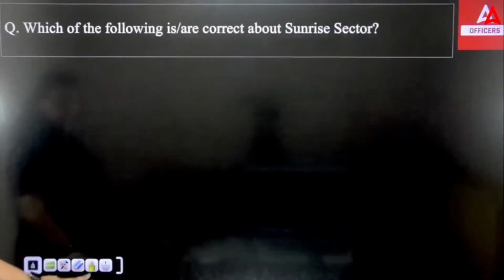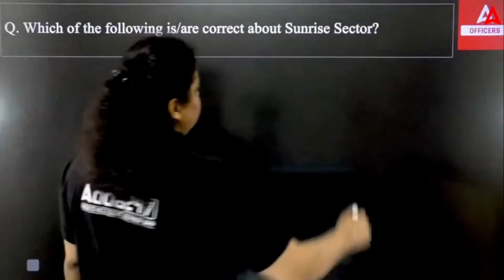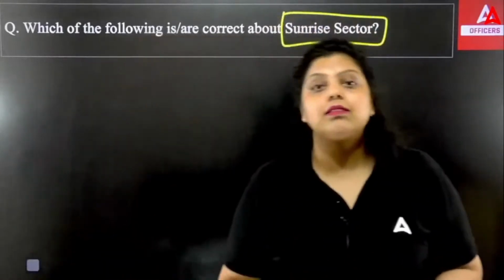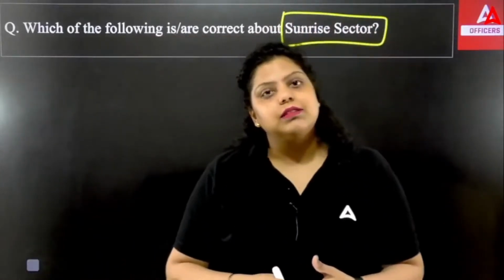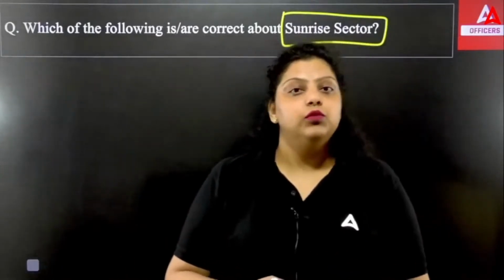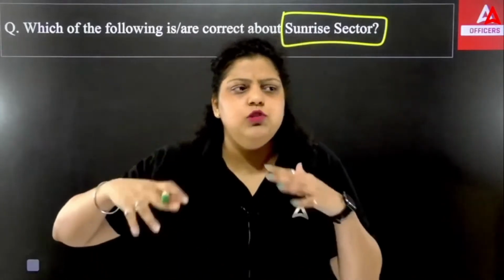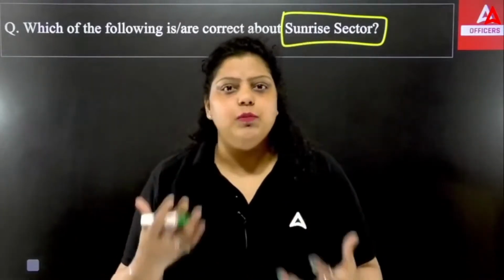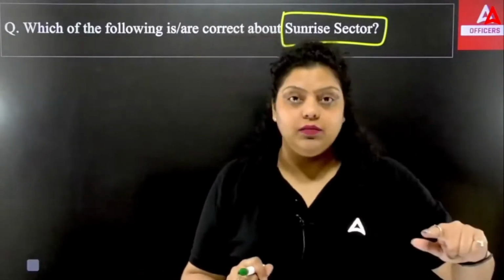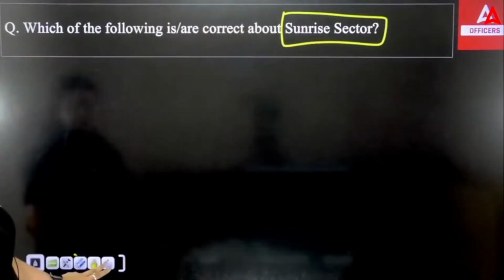Now the next question is: which of the following are correct about the sunrise sector? Now what is a sunrise sector? A sunrise sector is a sector which we think can grow in the future. The kind of sector which has opportunity in the future, but is not that famous right now. It is not that much in growth right now, but yes, in the future there is a chance that it will grow at a higher level. That's a sunrise sector. So you have to tell which statement is true about the sunrise sector.